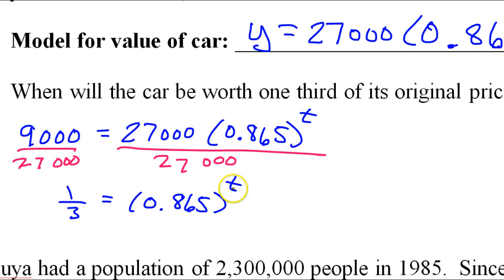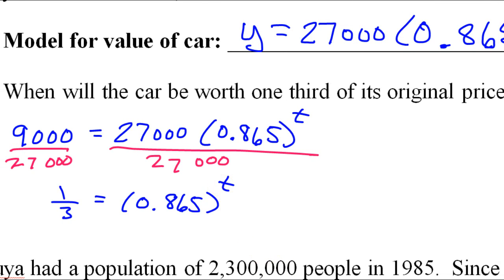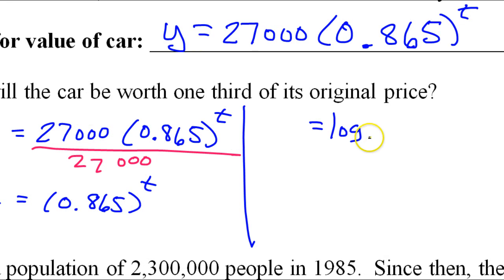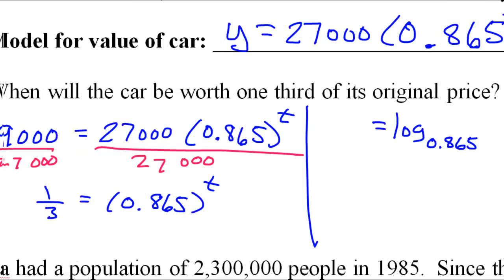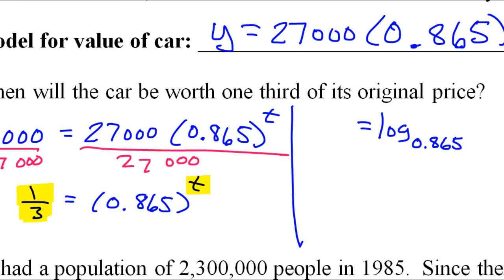Now, if you want to solve for an exponent, the best thing to do is use log form, because logs are exponents. So if you rewrite this in log form, then we always start by writing log base. Now our base is the 0.865. So we have log base 0.865. Everything else changes sides. So the t and the 1/3, we're going to change sides of the equation. So the t is going to come over here, and the 1/3 is going to be right here.